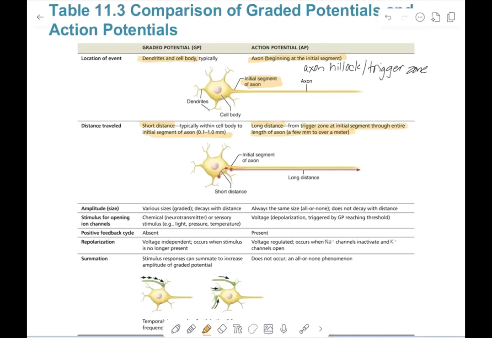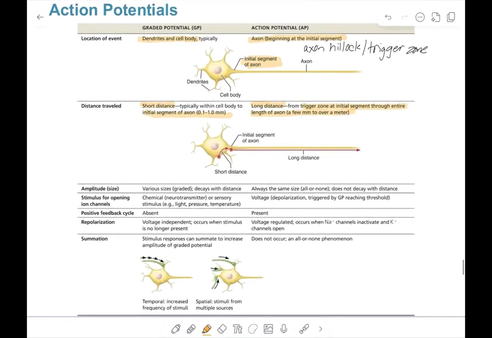That could be something as long as the sciatic nerve, which goes from your hip all the way down to your foot. The amplitude or size varies in graded potentials but decays with distance, whereas action potentials are all the same, which means all or none. So they do not decay with distance.